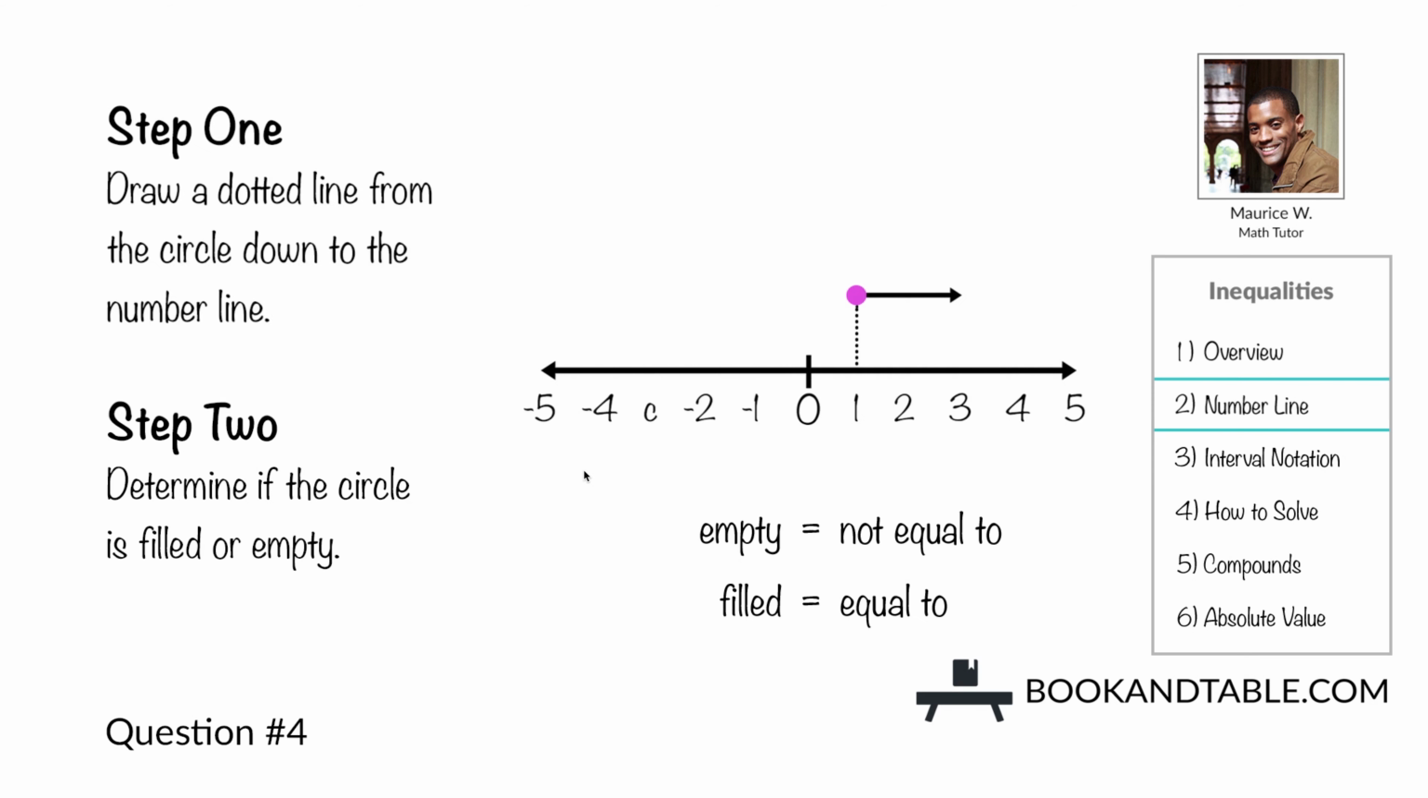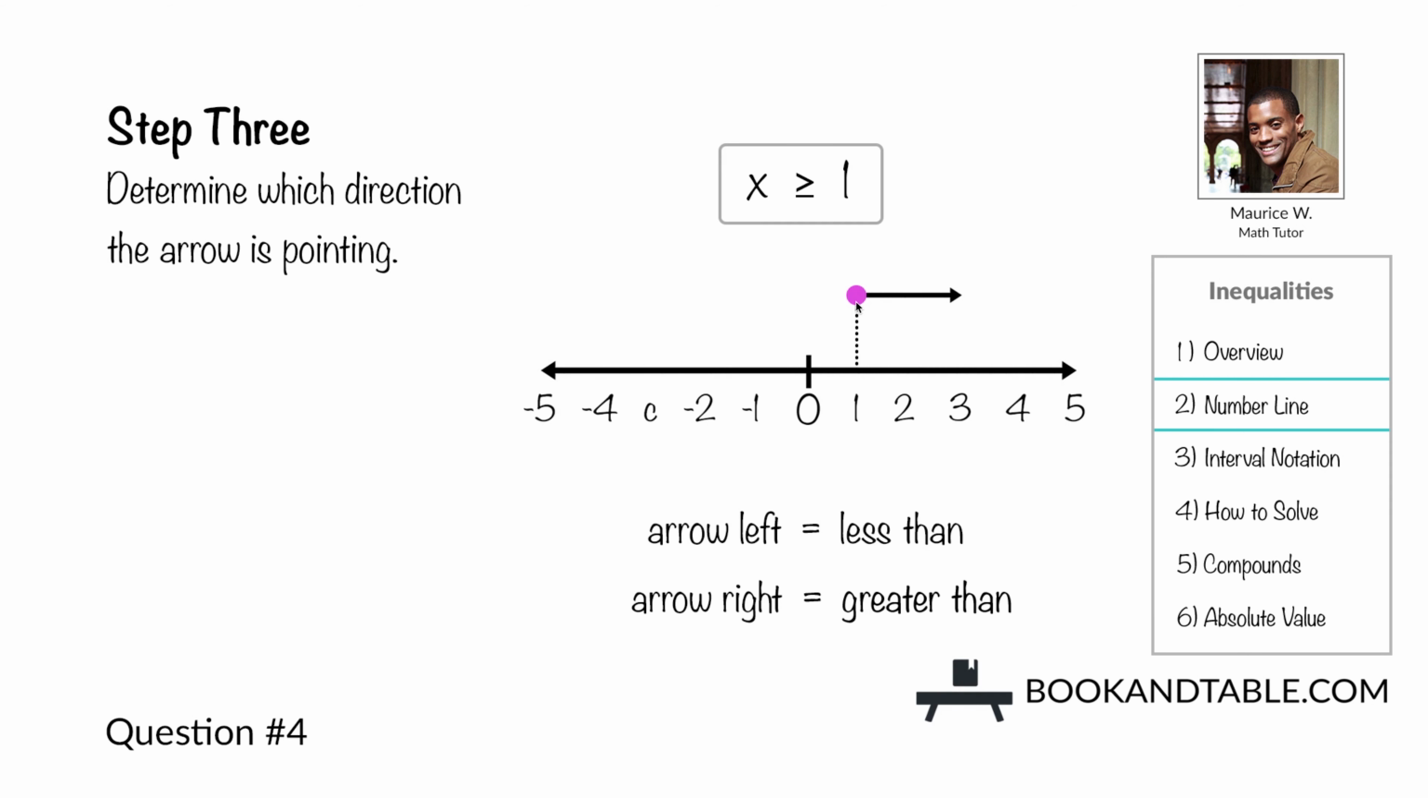And then question number 4. Step 1, draw a dotted line from the circle down to the number line. So we see it's at 1. Step 2, determine if the circle is empty or filled. So we see it's filled. So it does include +1 in the expression. And then step 3, we determine that the arrow is moving to the right, or the greater than side. So the answer is x is greater than or equal to +1.